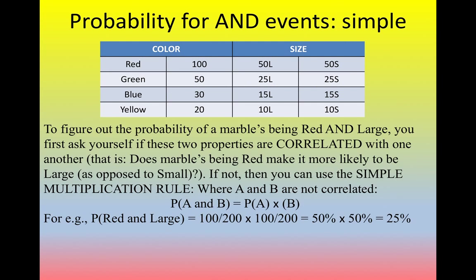Okay, here we're introduced to the simple multiplication rule for dealing with AND statements. Let me pause for a minute and talk about what's meant by an AND statement. The event A and B is true in just one case, where both A is true and B is true at the same time. So there are very different truth conditions on an AND event than there are for an OR event.